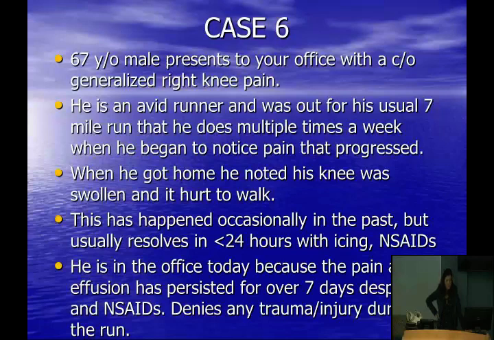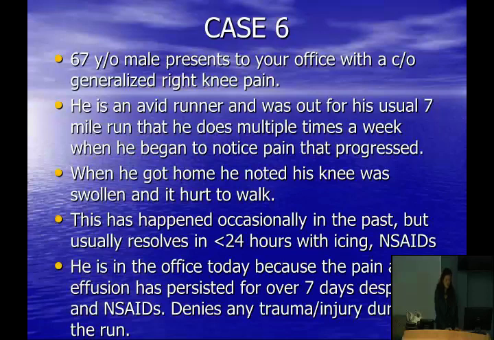This has happened occasionally in the past, but usually resolves in about a day. Usually he ices it, takes a little bit of NSAIDs, and it goes away on its own. He's in the office today though because his usual plan of action did not work. It's been over 7 days. It's been persisting. He wants to go back to running. He can't do it because it hurts. So he's in your office because he is upset. He wants to get back to running.